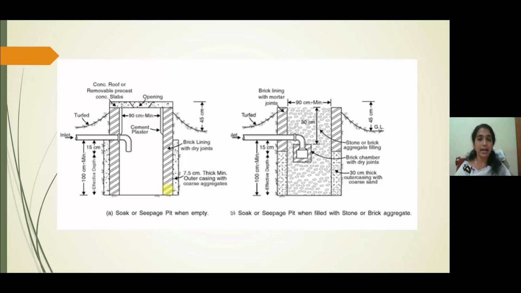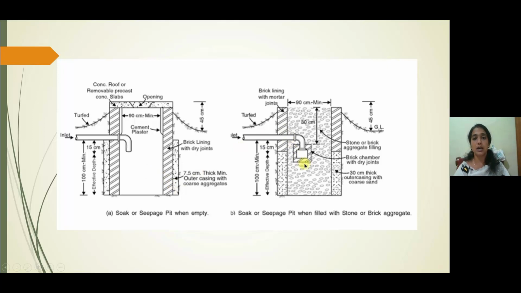In order to enhance or accelerate the seepage action, an extra lining of coarse aggregate with a thickness of 7.5 centimeter is given. The effluent water coming from the septic tank enters into the soak pit, and then it seeps out through the soil surrounding the soak pit. This is an empty soak pit.